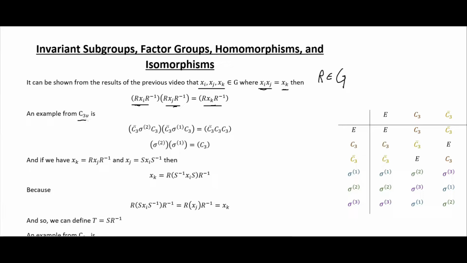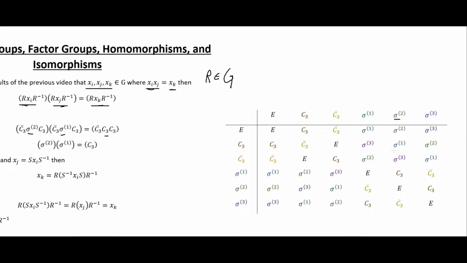We can use our example of the C3V group here, where I'm taking sigma 2, sigma 1, and having that be equal to C3, which we can get from the table. If we do each one of these in succession, we first want to do sigma 2 on C3, so we can look at our table over here. Sigma 2 on C3 is sigma 1, so we put C3 bar sigma 1 here. Then sigma 1 on C3 is sigma 3, so we have C3 bar sigma 3. Then C3 on C3 is C3 bar, so we have C3 bar C3 bar.